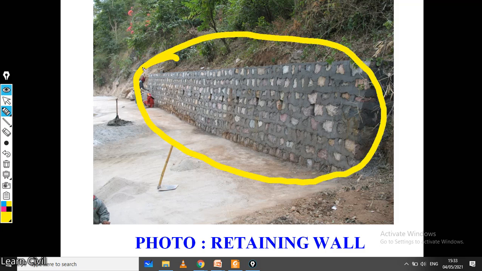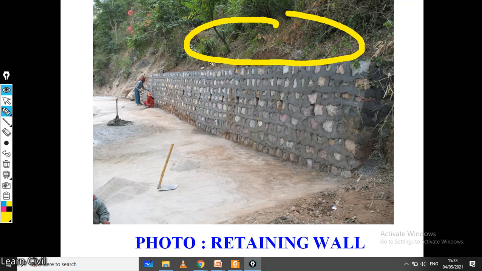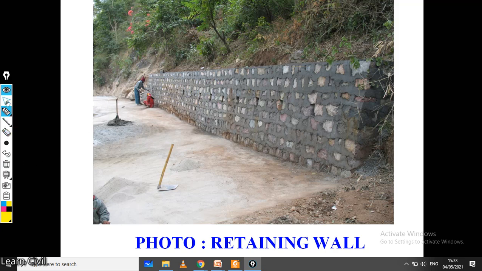You can see such type of constructions are done. Why are these type of constructions done? Because this will prevent the fall of this particular soil on the upstream of this retaining wall. So this particular structure, or this retaining wall, will be retaining the earthwork on the upstream side of this particular wall.